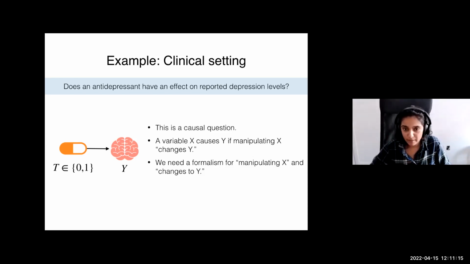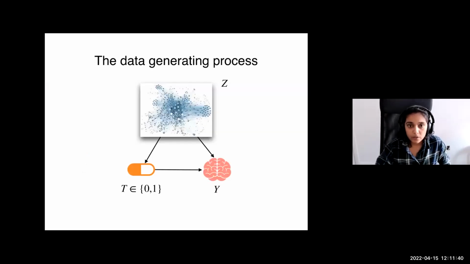So what does cause even mean, right? What does this word mean mathematically? It means that if we change a variable X, then X causes Y if manipulating X changes Y in some sense. Okay, and that sense is exactly what I'm going to build up to here. So we need a formalism for what manipulating means and what changes means. And that's what we'll see in the next few slides.